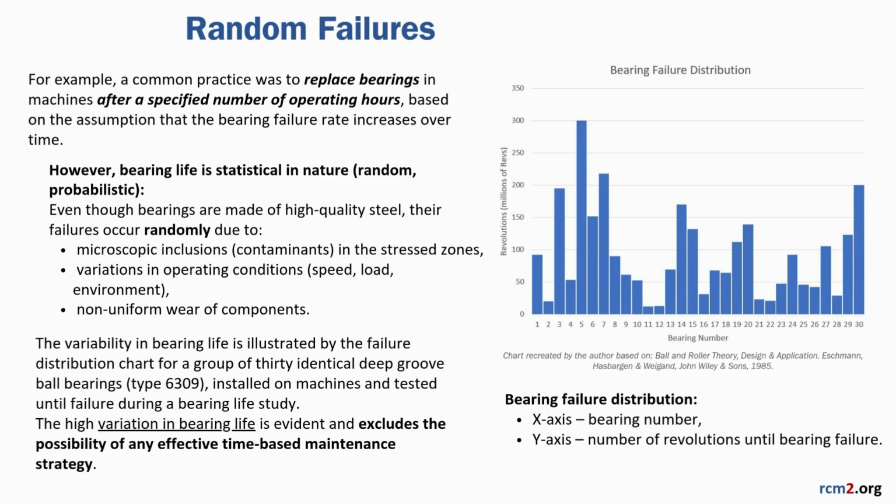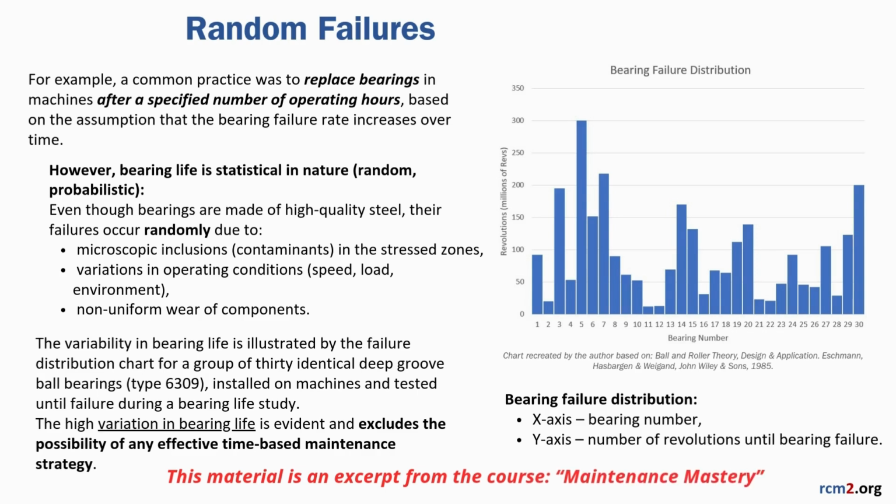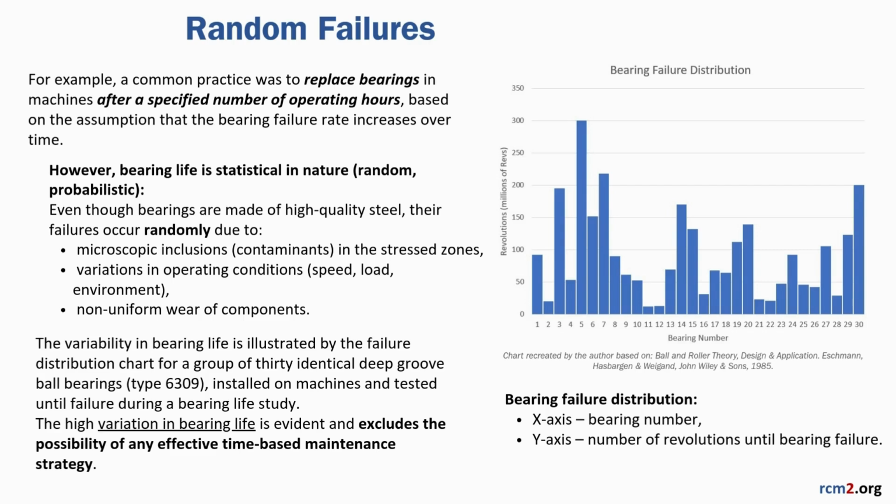The graph shows a wide spread of results. Some bearings failed early while others lasted much longer, despite being identical and operating under the same conditions. This graph shows that every bearing will eventually fail. However, the wide variation in bearing life clearly rules out the possibility of any effective time-based maintenance strategy.